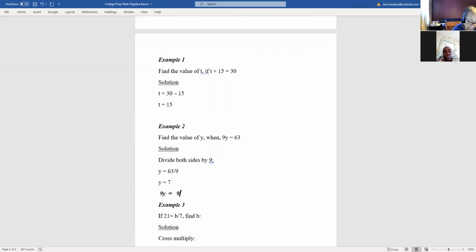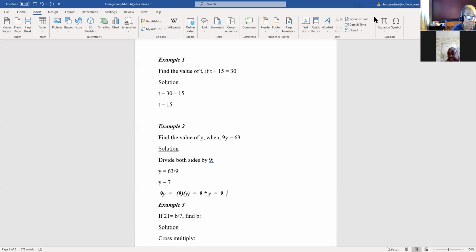Let me write it as parenthesis, 9 times y. How else can I write a multiplication, Latoya? What can I put here? Asterisk. That's right, I can put an asterisk. So that's asterisk times y. What else? What else can I put there? Let me go here. I can put a dot, right?